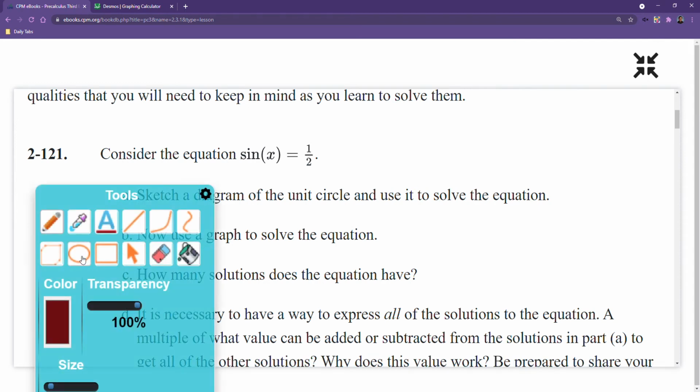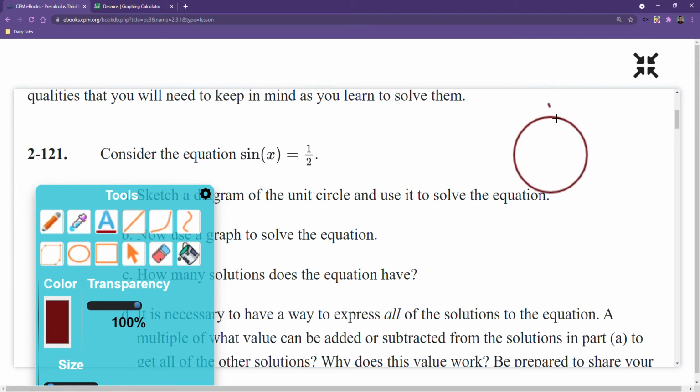To sketch a diagram, I'm going to start with a circle, and then we'll say that's the y-axis. Here's the x-axis. Now I'm looking at sine, which we all know to be the y direction, or the y coordinate of my points, right? So sine of y being 1/2, well, that happens right there, and right up here.